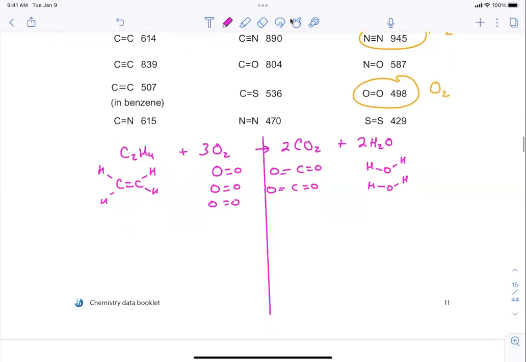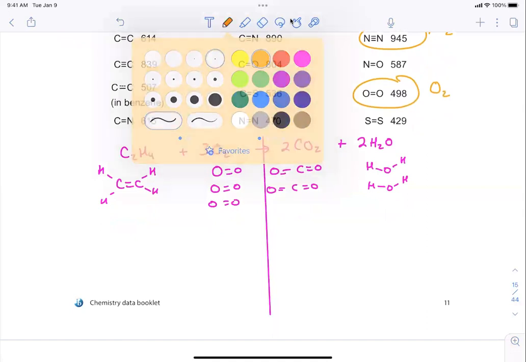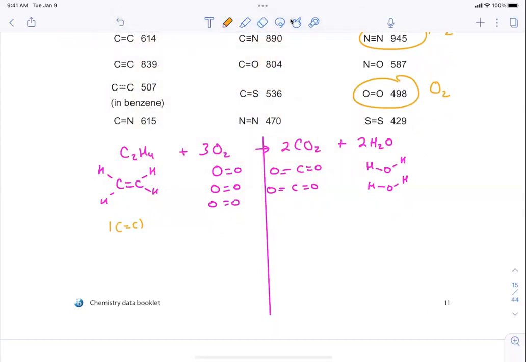So you can now look at the paper and go, okay, I've drawn it all out correctly. So now I can look at these values. There's 1 C to C double bond. There's 4 C to H bonds. There's 3 O to O double bonds. There's 4 C to O double bonds. And there's 4 O to H single bonds, okay?